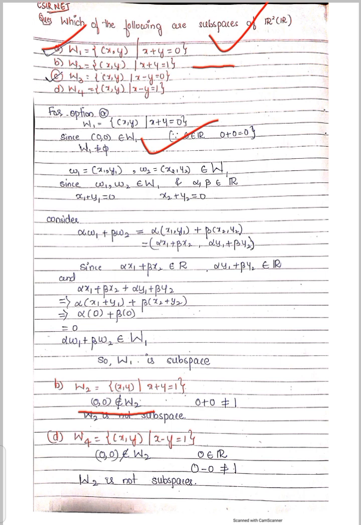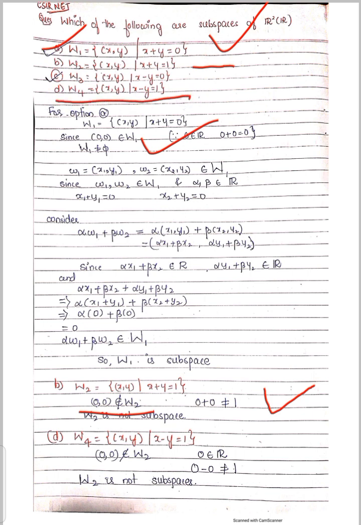So if the identity element is not present, how are we going to prove that W2 is a subspace? The first necessary condition for any given set to be a subspace is that the identity element should be present. Here in W2 the identity element is not present, that's why W2 is not a subspace.